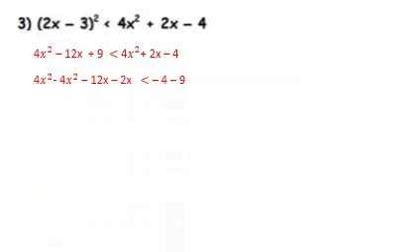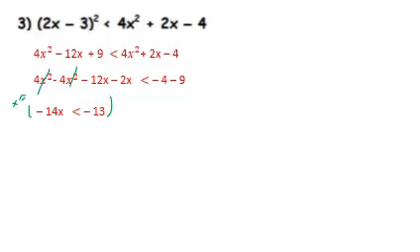You bring everything that has a variable to the left side and the numbers to the right side. The 4x squared minus 4x squared cancel each other, and you are going to get minus 14x less than minus 13. This is a trick. Always remember, when you have minus 14x and you want to get rid of this minus, you have to multiply the whole inequality by minus.